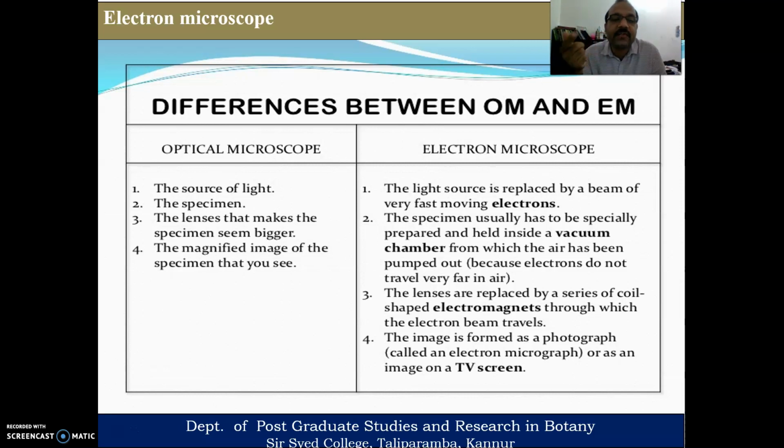The magnified image of the specimen that you see is formed as a photograph called an electron micrograph, or as an image on a TV screen.